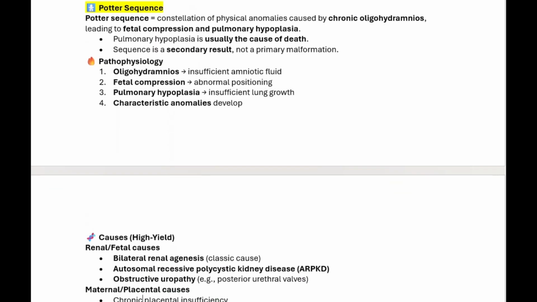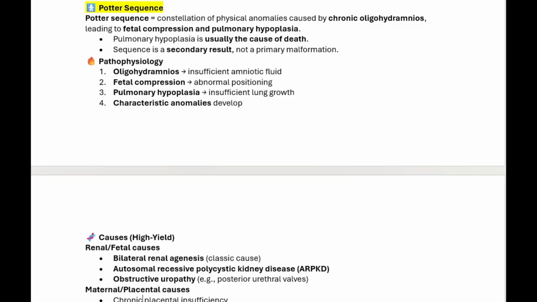the next one, which is going to be Potter sequence, which we kind of alluded to earlier. Potter sequence is a constellation of physical anomalies that's caused by chronic oligohydramnios. Because like we mentioned earlier, the amniotic fluid is really important. One, it acts like a cushion for the baby in the uterus. So if there's not enough amniotic fluid, that could cause compression of the fetus, and that could lead to deformities.